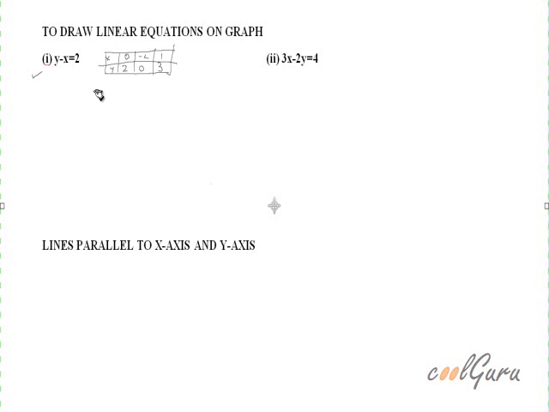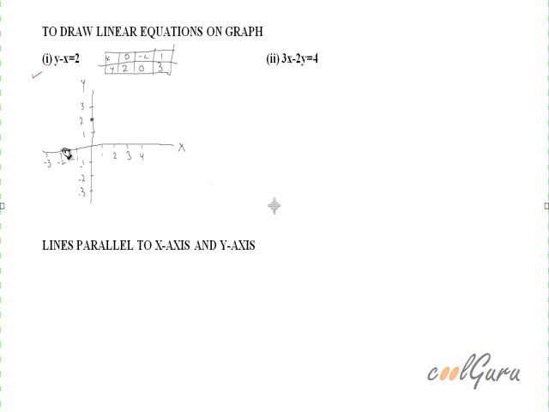Now, we want to plot these points on the graph. Let this be the x-axis, this is the y-axis. Say this is 1, 2, 3, 4, minus 1, minus 2, minus 3. We all know how to plot a point on the graph. So, we will simply plot these points on the graph. When x is 0, y is 2. It is represented by this point.